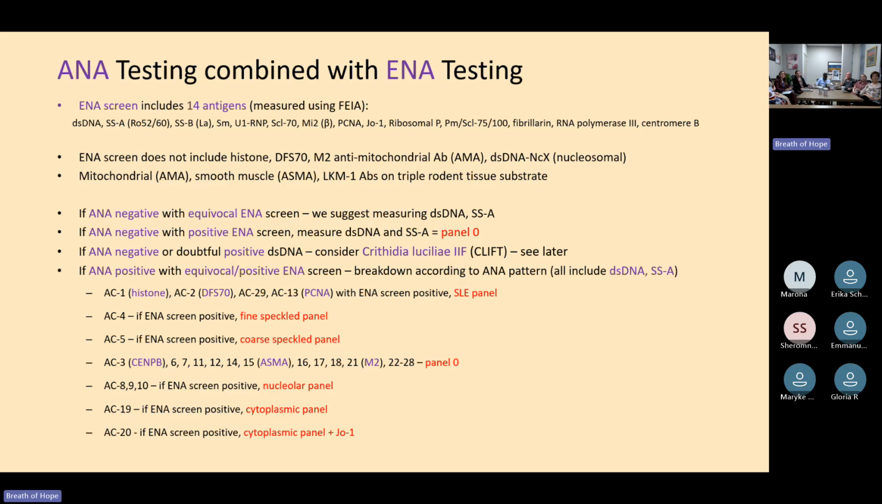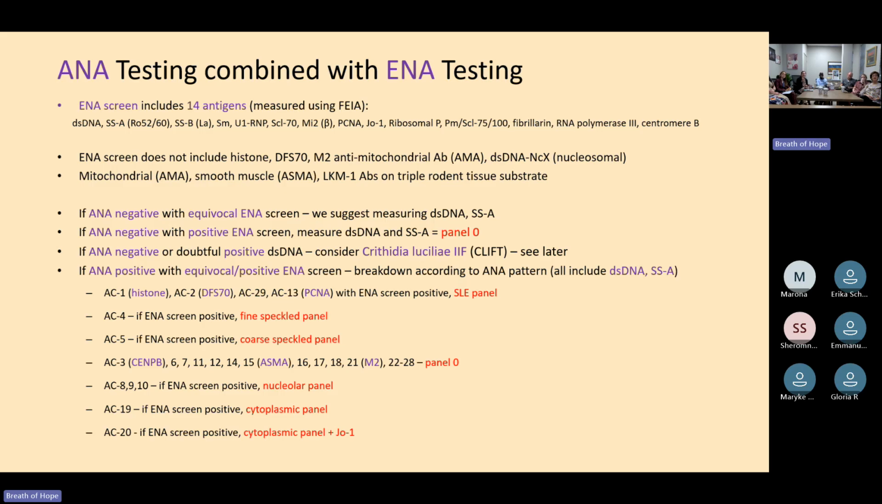Then in terms of what we do next, there are two legs to the investigation. The one is your ANA, the other is your ENA. Strictly speaking, I suppose we should be calling these ACA and ECA. The screen that we use in our lab detects 14 autoantibodies. We are using enzyme immunoassay for the ENA part of the test.